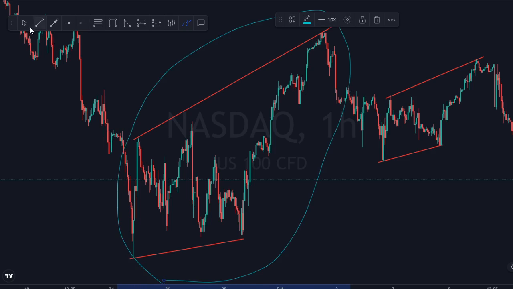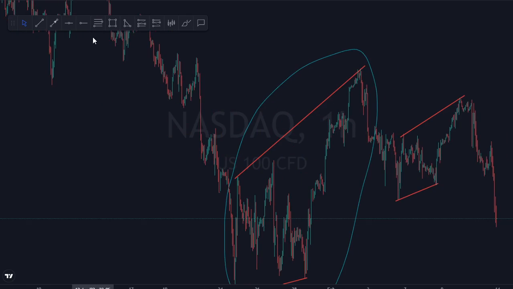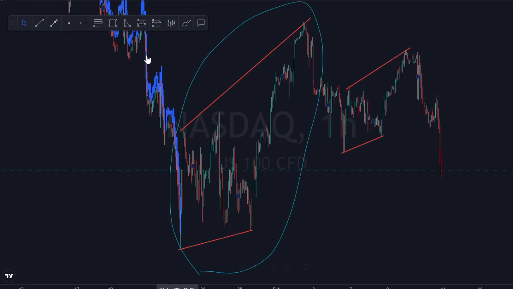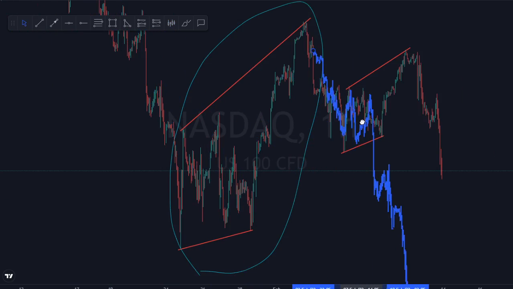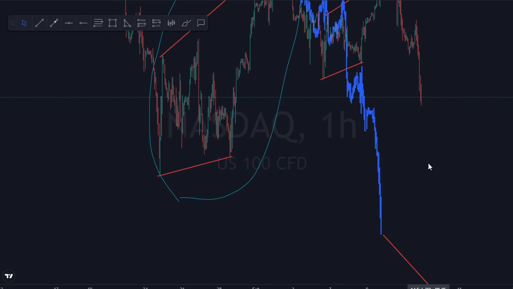Initially, this move, this continuation pattern, I was looking to trade. Let me just get this impulse. I was looking to trade. I was in this trade, but I got stopped out. I was looking to trade this impulse.